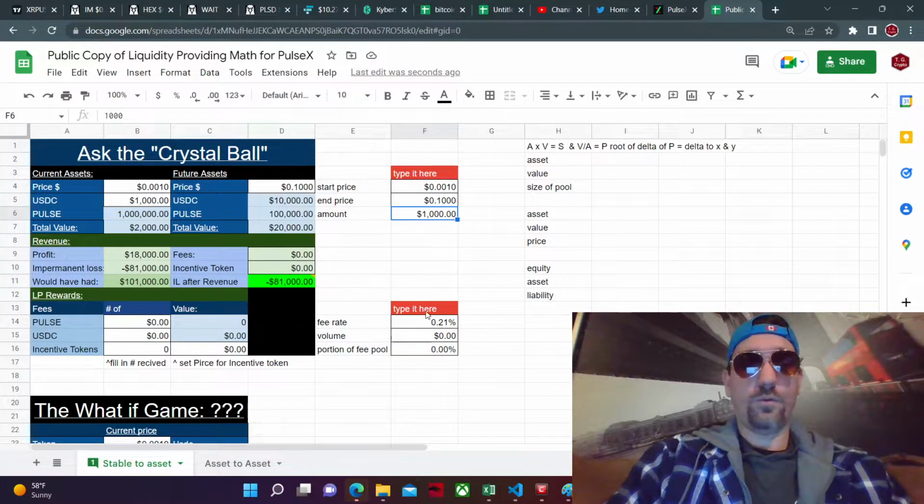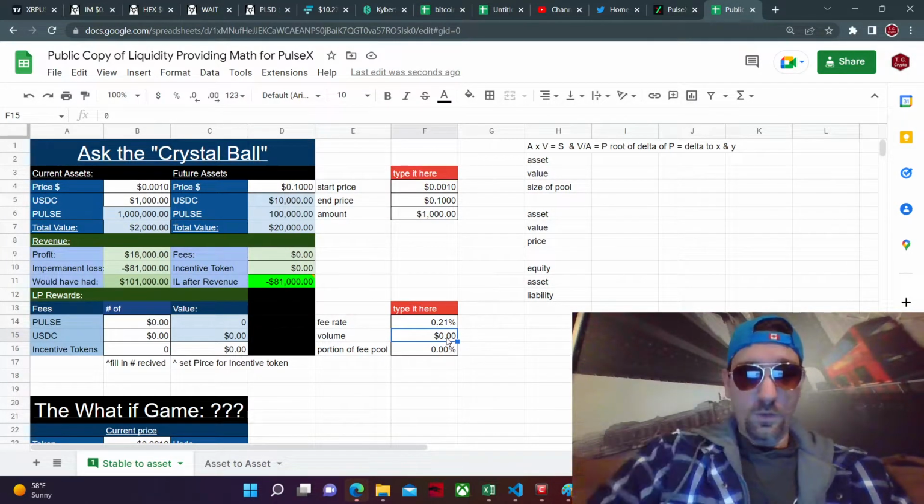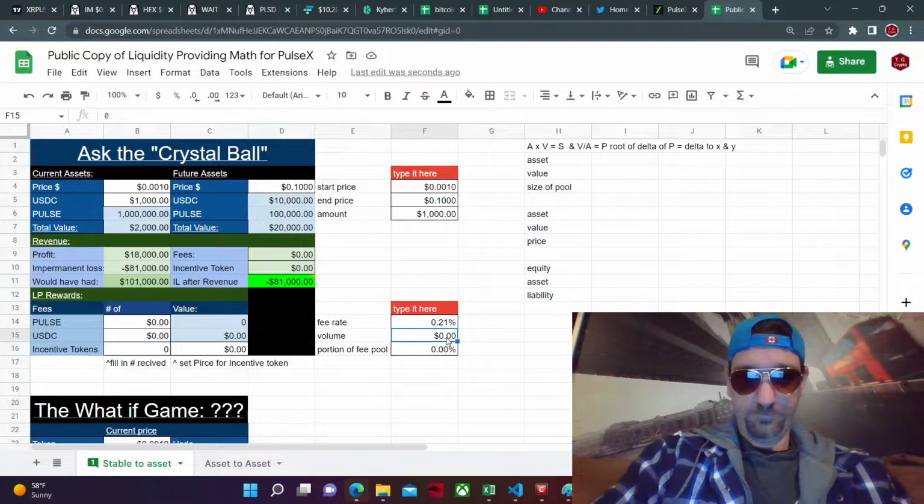Why would anyone do this? For the fees, of course. For the fees. So what happens with these fees? Well, we've got the volume basically of these fees. So let's say there's $10,000 of volume.